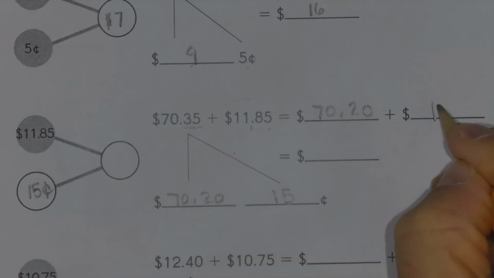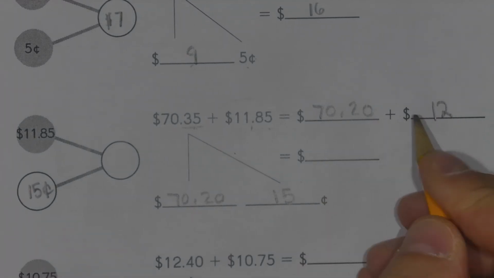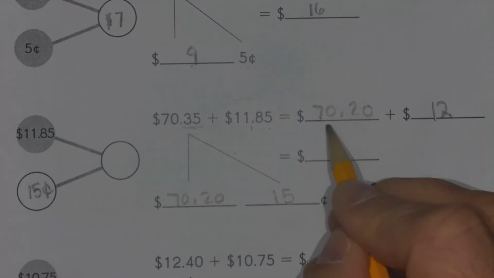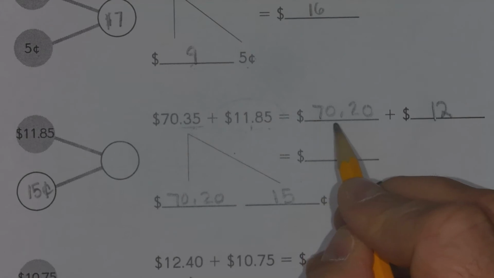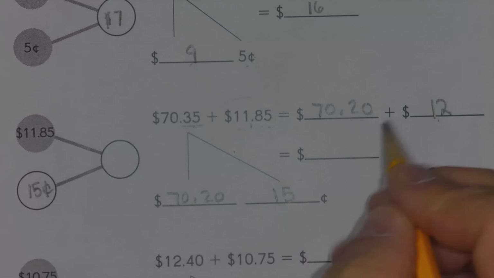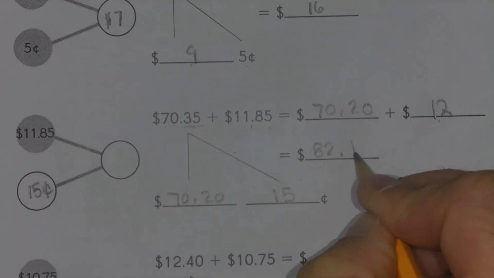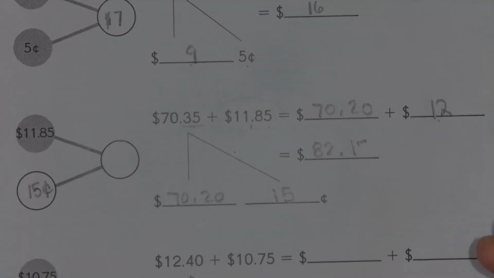plus $12. And if you do that, like I said, at this point, it becomes easier because now I know that 70 plus 12 is 82, and then I have 20 cents left over. Again, the confusing part, oops, I think I did that wrong.